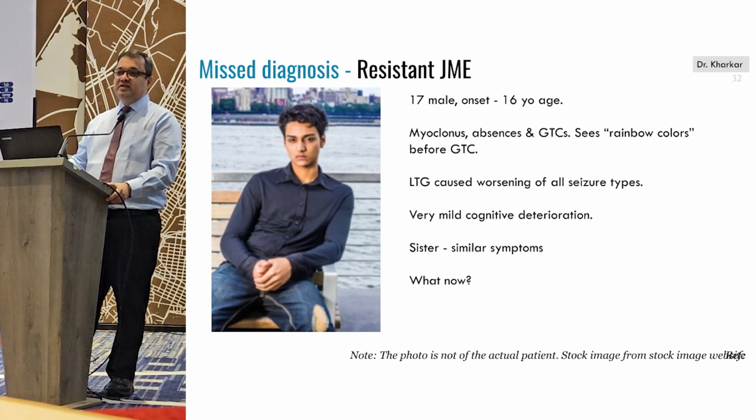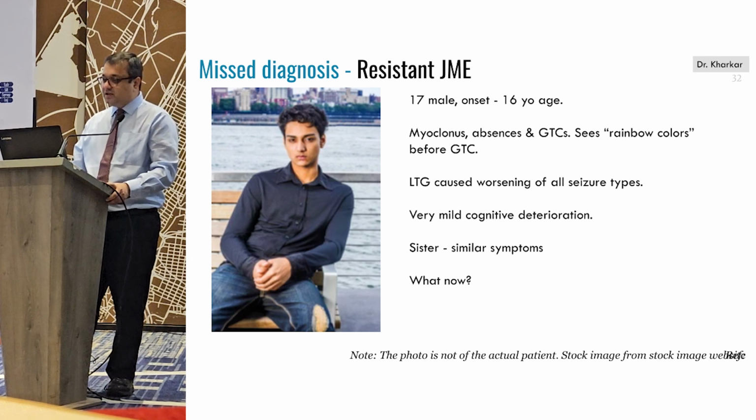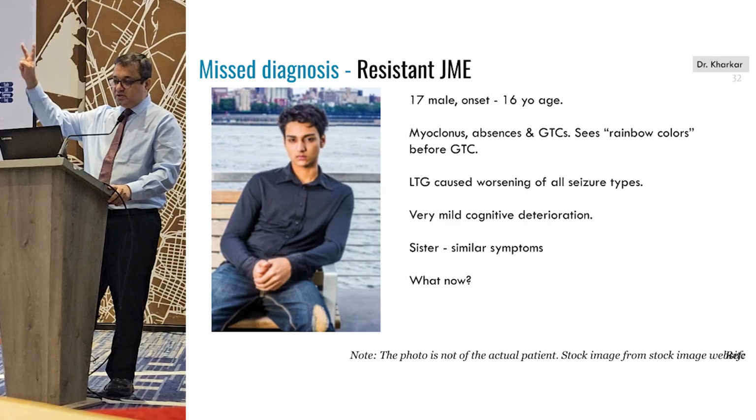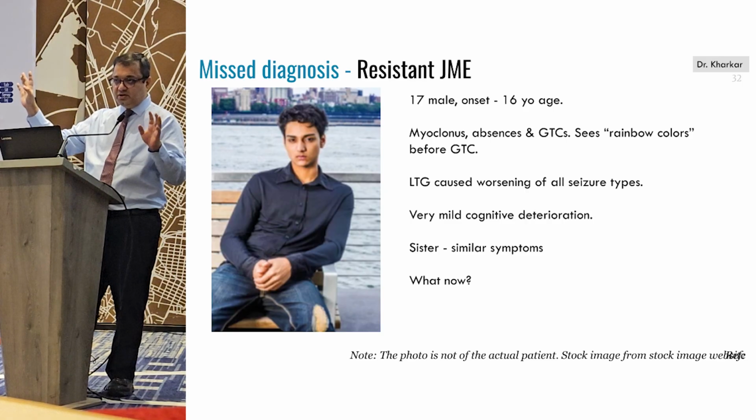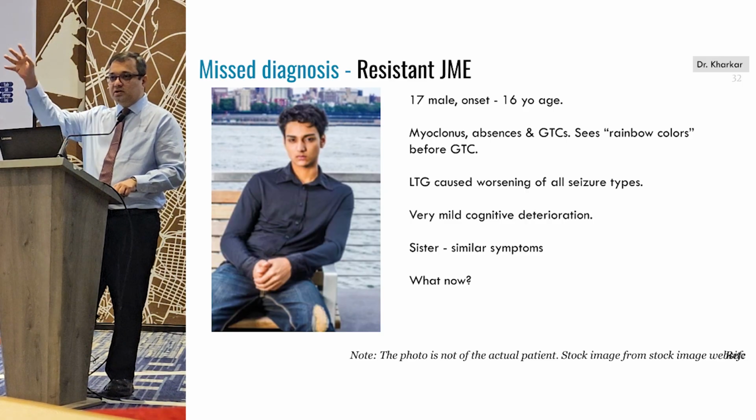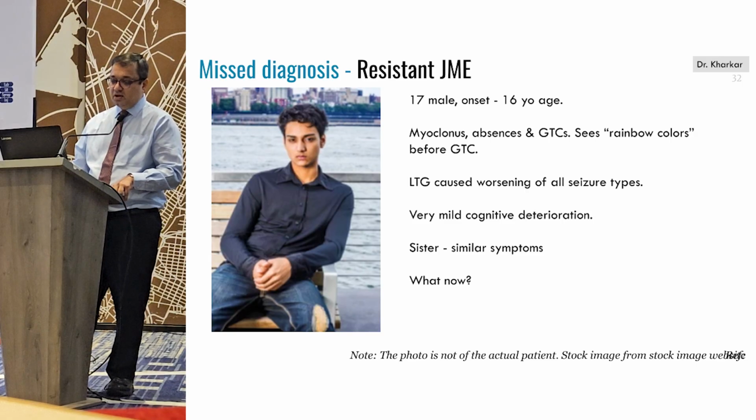There is also resistant juvenile myoclonic epilepsy. So, 70-year-old, this is a patient of mine, 70-year-old male, onset was at 16 years of age. He had myoclonic seizures, absence seizures, and generalized myoclonic seizures. But he also used to see rainbow colors before the generalized myoclonic seizures. And lamotrigine, of course, can cause worsening of all seizure types. But this patient also has mild cognitive deterioration, and the sister has similar symptoms. I think the sister was slightly more intellectually impaired than this person.